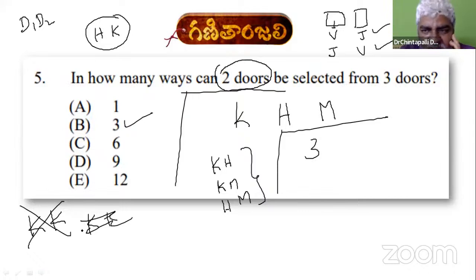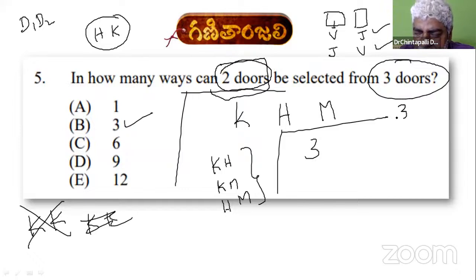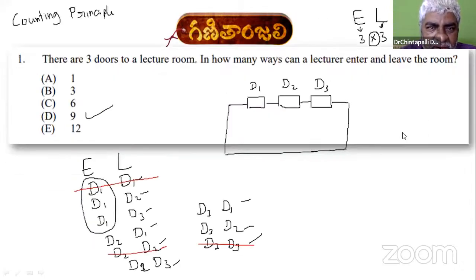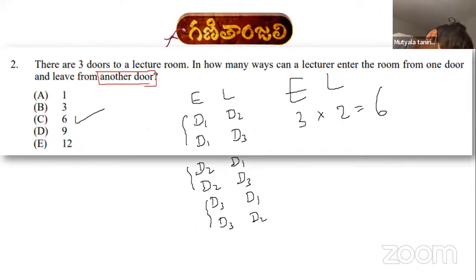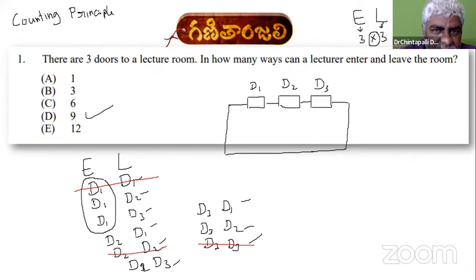There is a formula for it. That formula is 3C2. That is called 3C2. C means selection. I will tell the formula for it now. It is time to discuss the formula. Do you know what factorial is?